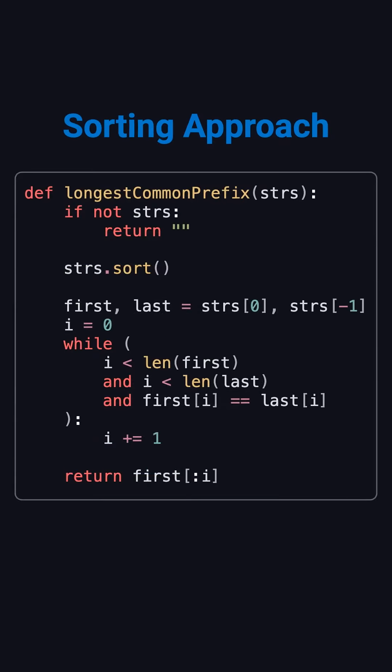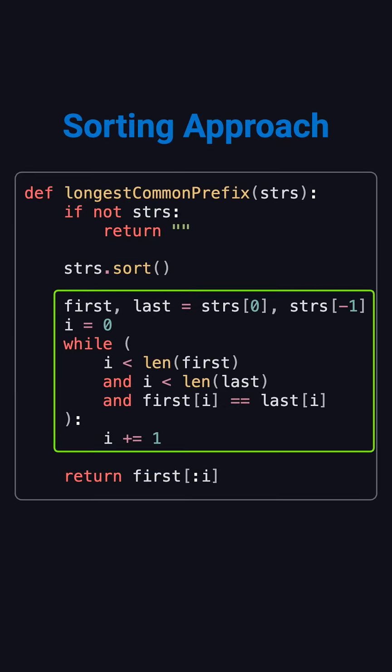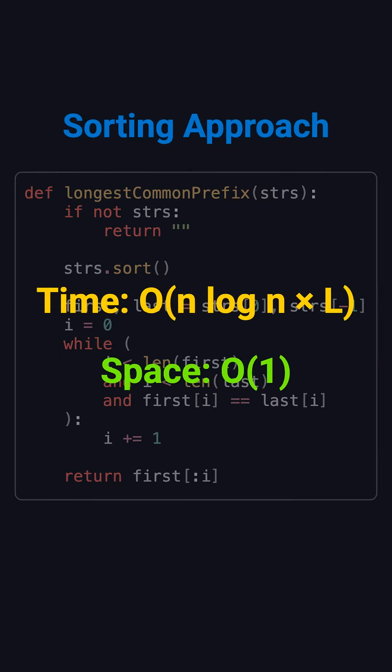The Python code is also simple. Just sort the array, then compare the first and last strings character by character until you find a mismatch or reach the end. The time complexity is O(n log n × L), where n is the number of strings and L is the average string length, since comparing two strings during sorting can take up to L character checks. The space complexity is O(1), although Python's built-in sort requires about O(n) additional space internally.